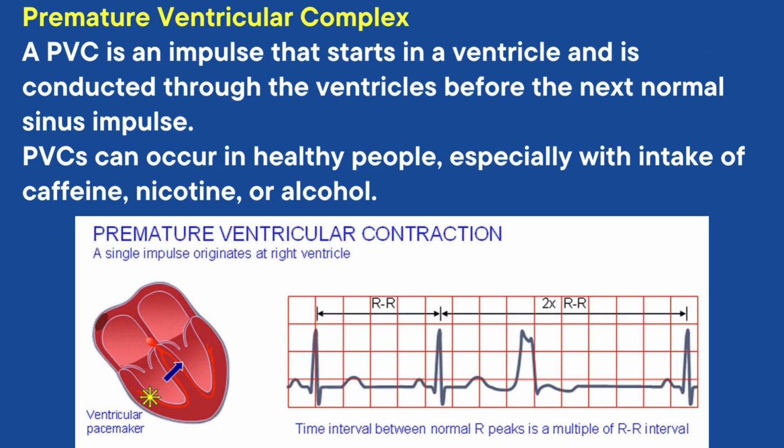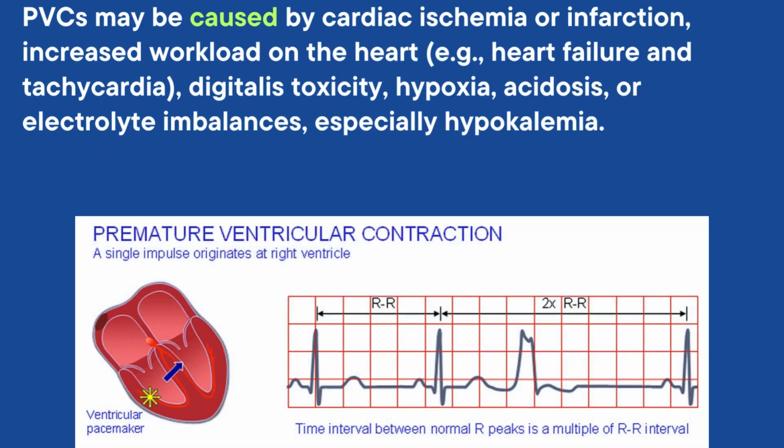First, we will see premature ventricular complex. A premature ventricular complex is an impulse that starts in a ventricle and is conducted through the ventricles before the next normal sinus impulse. PVCs can occur in healthy people, especially with intake of caffeine, nicotine, or alcohol. PVCs may be caused by cardiac ischemia or infarction, increased workload on the heart, for example, heart failure and tachycardia, digitalis toxicity, hypoxia, acidosis, or electrolyte imbalances, especially hypokalemia.